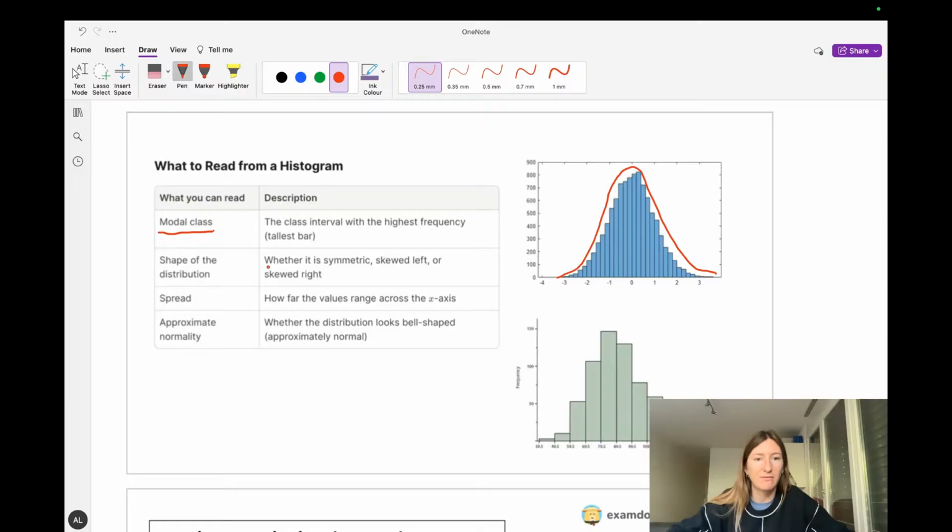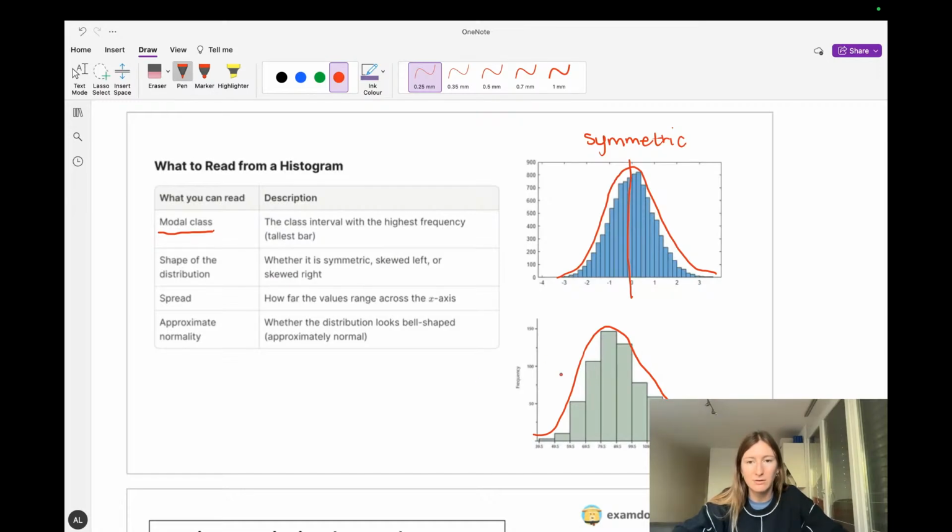Then we also have the shape. So this one, I would say, is quite symmetric. If we had to draw a line through the middle and imagine folding it over, it would match pretty well. So we could say that this one is symmetric, which is generally what we have for a bell curve. You could have one like this, and we call these either skewed left or skewed right.